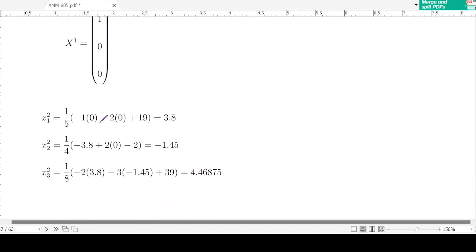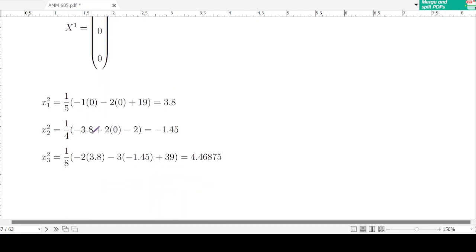So we use that value, 3.8. For x3, we still have 0. Then minus 2, we get that value. In that equation, now we use the values that we have obtained from the first and the second. 3.8 minus 1.5. If it was Jacobi, we would still be using the old values from the initial approximation. So we get this.